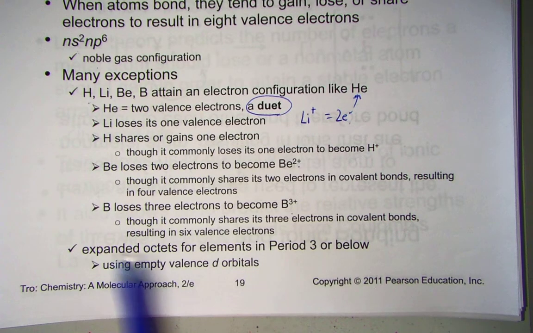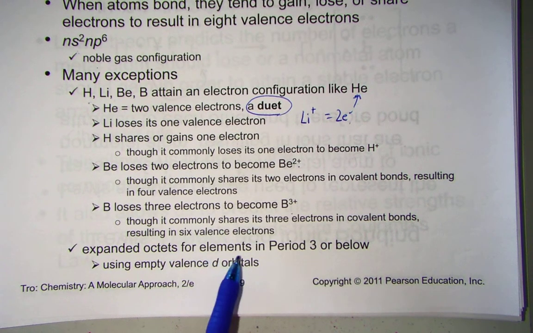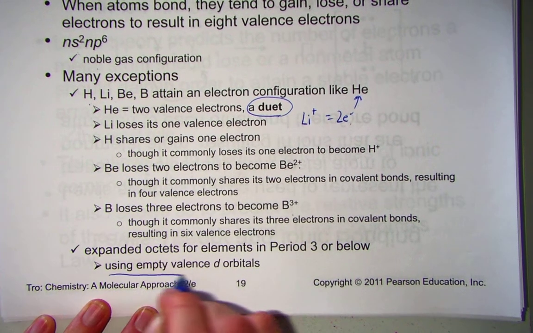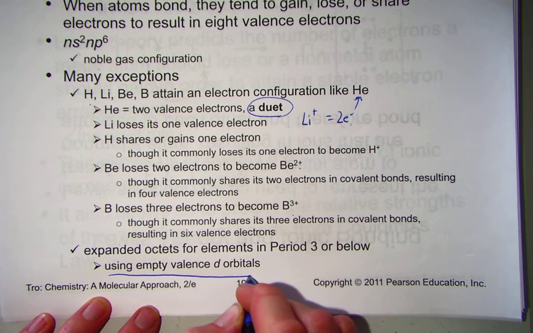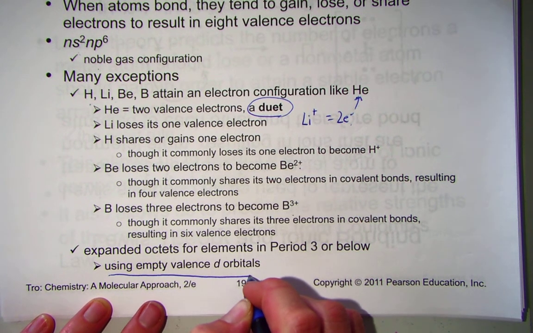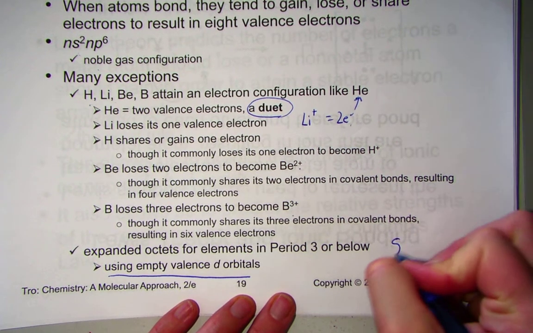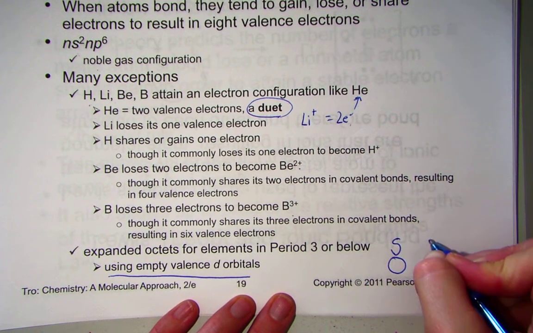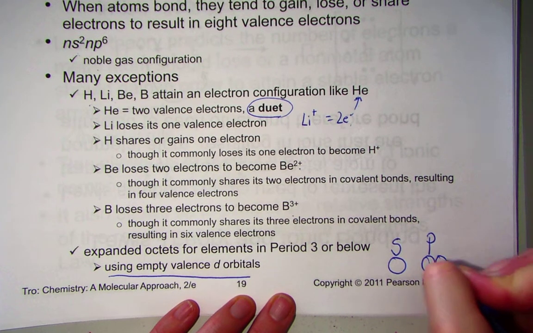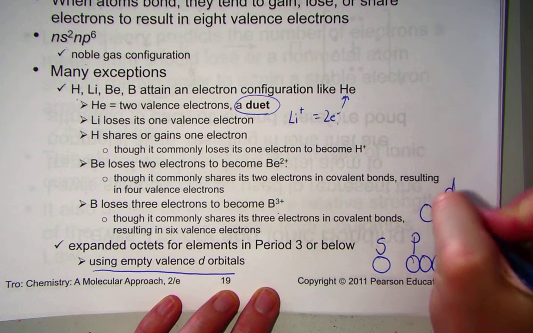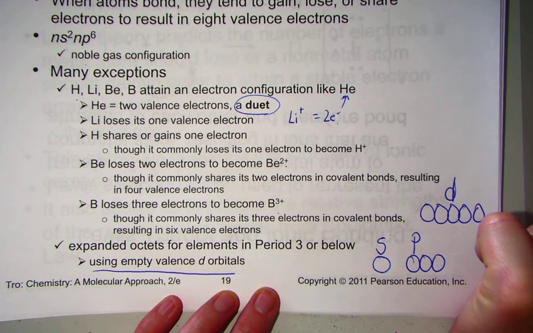Sometimes we have to expand an octet for the elements in period 3 or below. If we see empty d valence orbitals, we are allowed to expand the octet. Silicon, phosphorus, sulfur can place those in the expanded octet in the d sublevel. The s orbital has 1 spatial orientation. The p has 3 spatial orientations. Recall that the d has 5 spatial orientations.